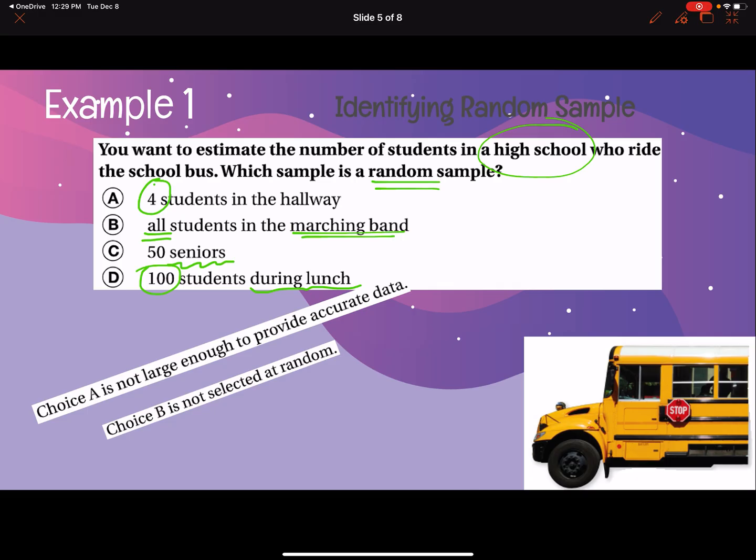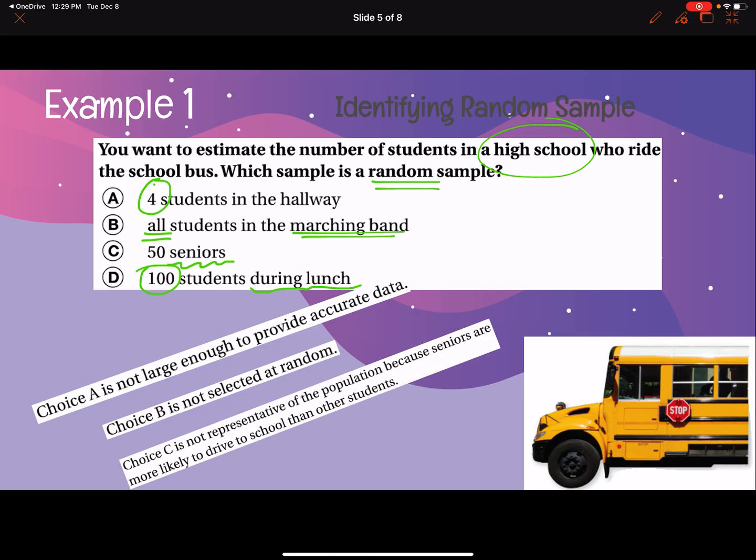Choice C, 50 seniors. Now, I put a mark underneath seniors because that's pulling out just a certain group of students from the high school. Choice C is not representative of the population because seniors are more likely to drive to school than other students. Their age allows them that.